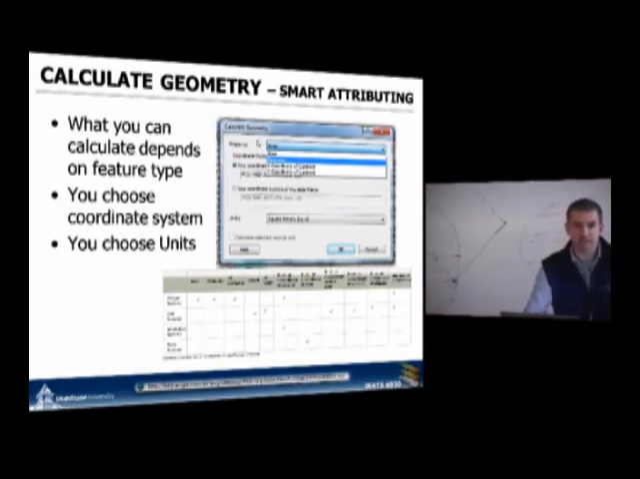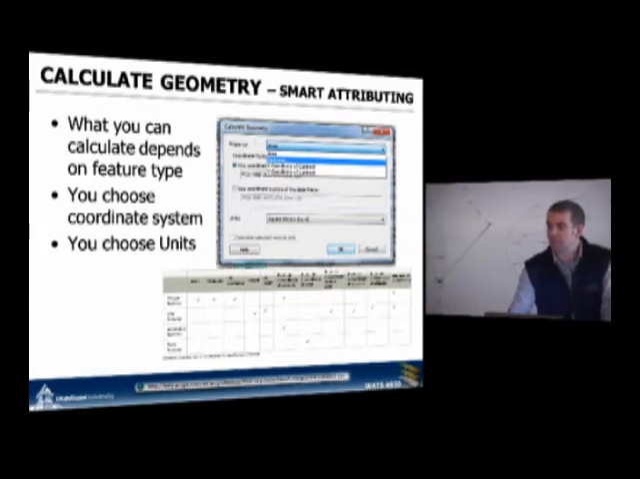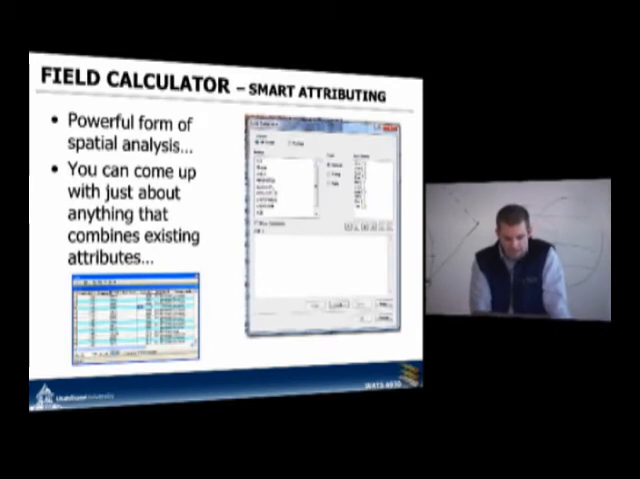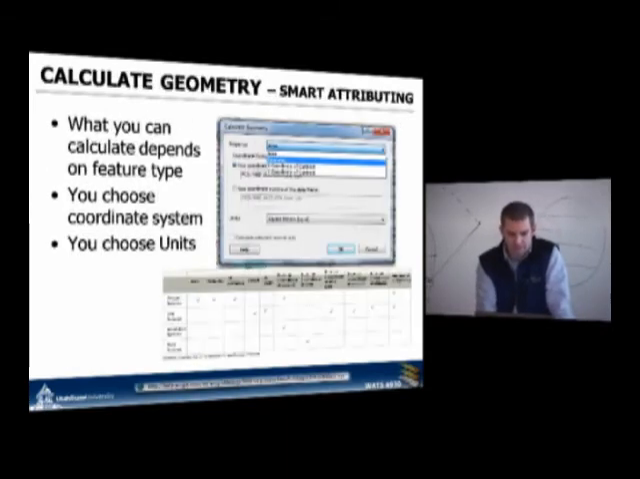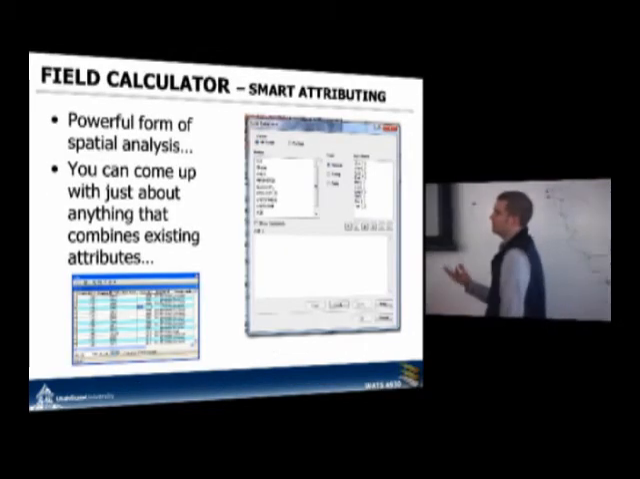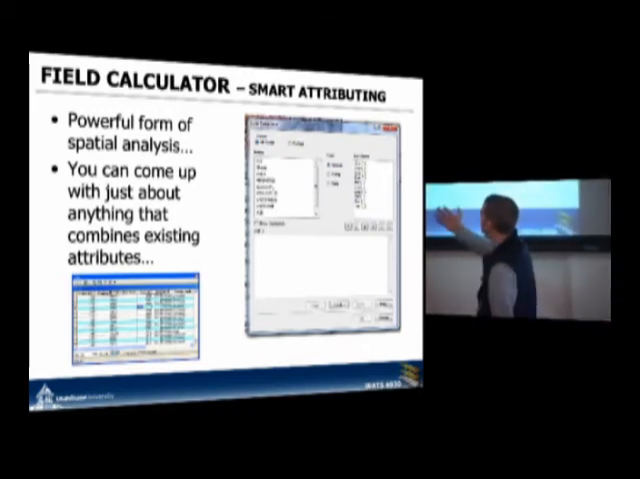Where do I get to that? Attribute table as well. So everything's from that context menu in that attribute table. Let's see. And so that's calculate geometry. And then there's field calculator. And so field calculator lets you come up with some sort of syntax for combining different attributes.